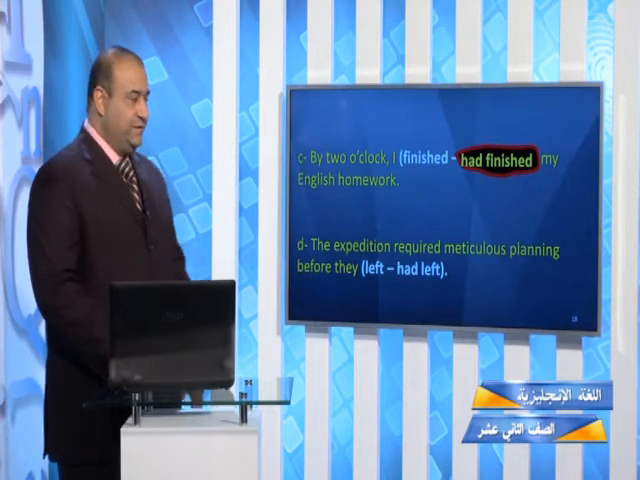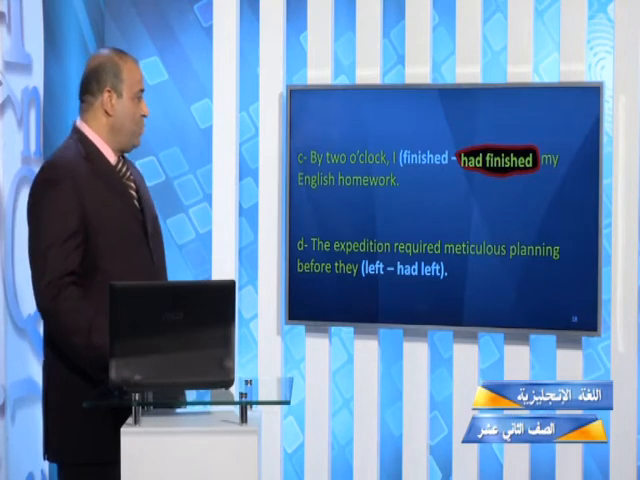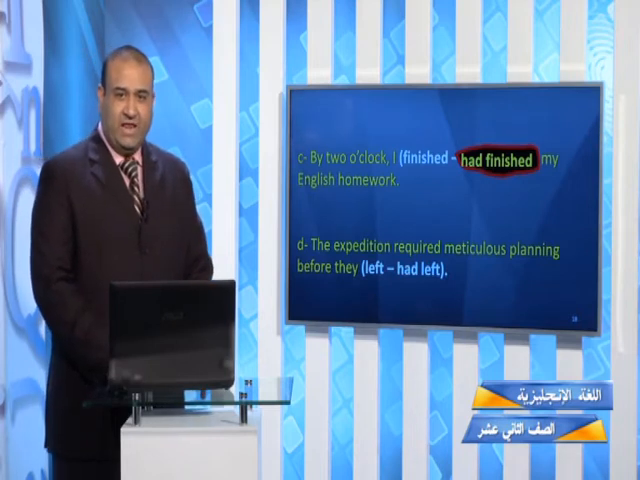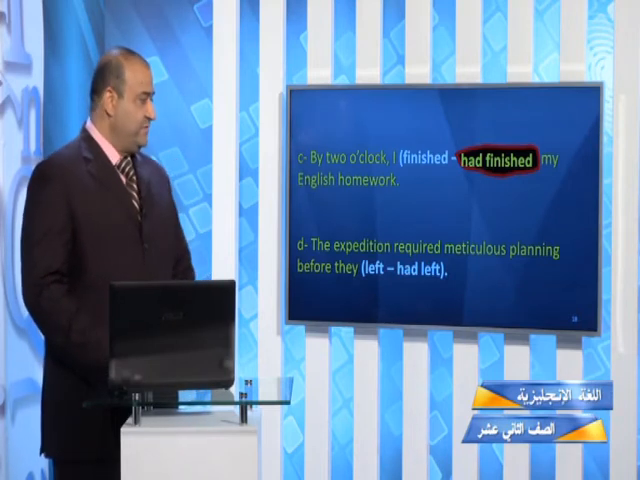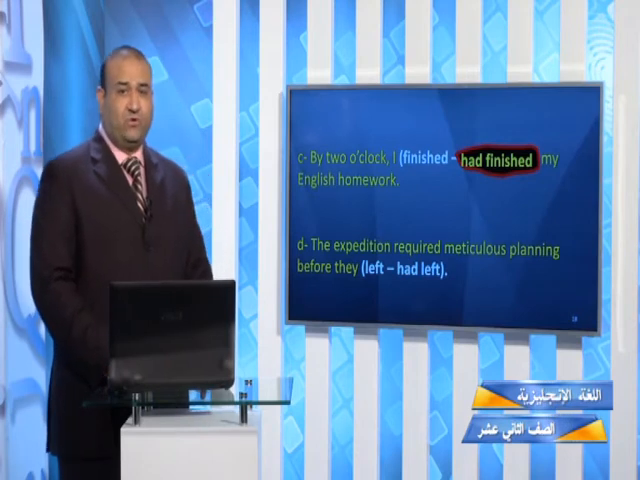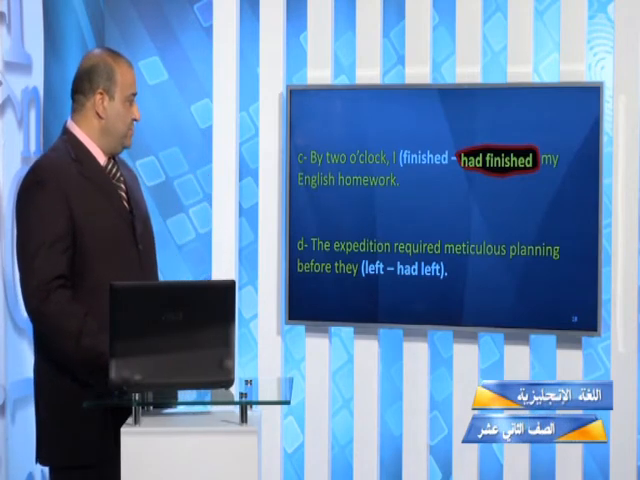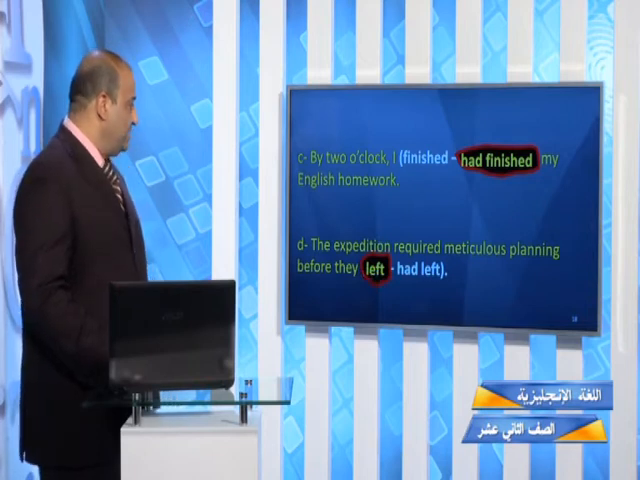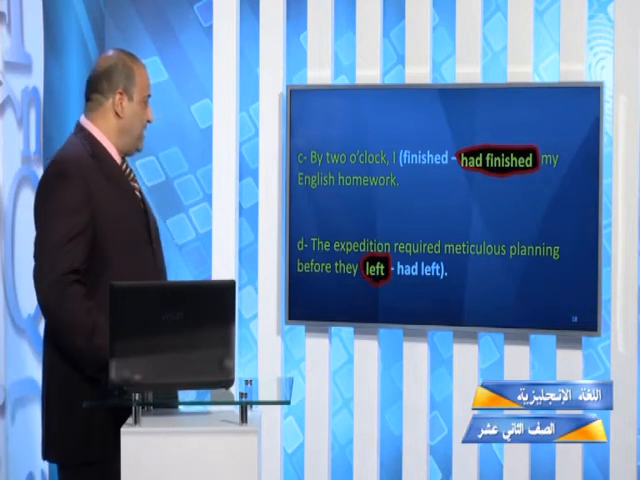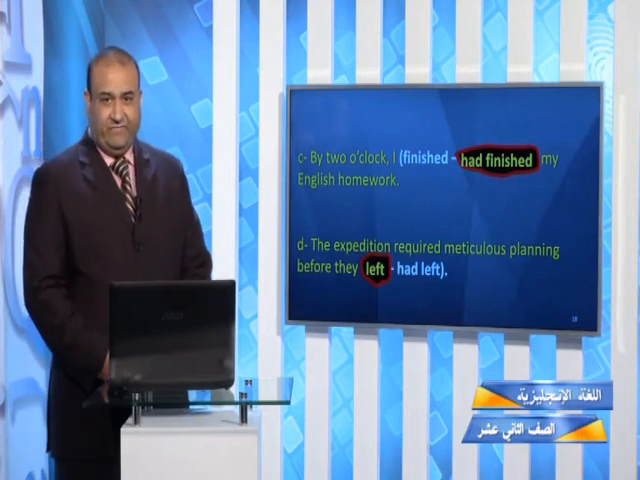Now let's move to exercise number D. The expedition required meticulous planning before, and you have to choose left or had left. If you have 2 actions, of course, your answer is clear. So we have only 1 action. The expedition required meticulous planning before they left.